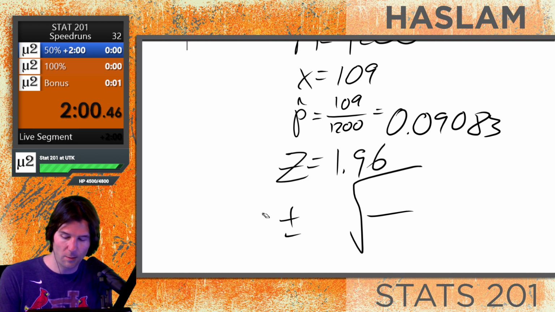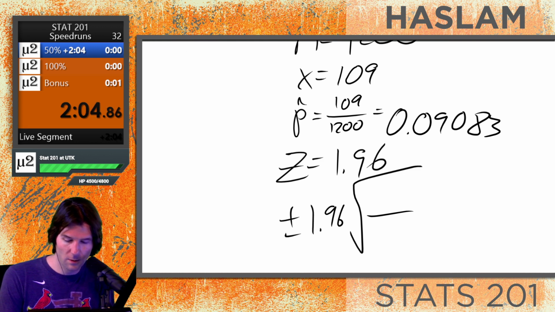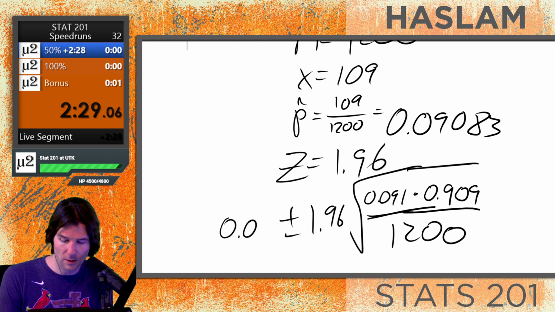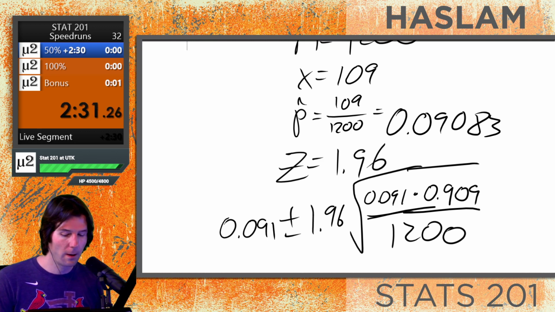And we plug in the numbers. 1.96 times the square root of 0.09 times 0.91. We can carry more decimals in the calculator. Sample size is 1,200. Cool, I think it's got it.